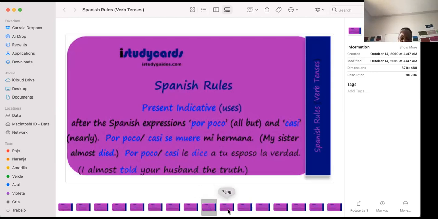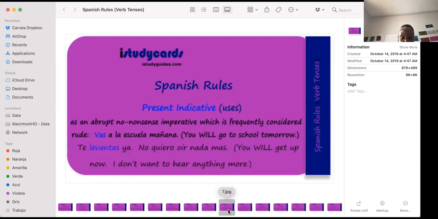And I think, no, I got one more. The present indicative is also used as a form of the imperative or the command, but it's no nonsense, and many times it's considered rude. I've heard this. I remember the first time I heard it, and I said, why didn't a person use the imperative, the command form of the verb ir? Why did they use the present indicative?